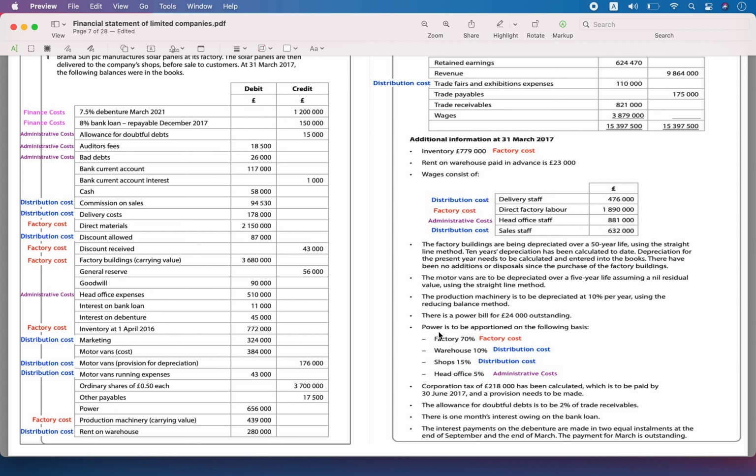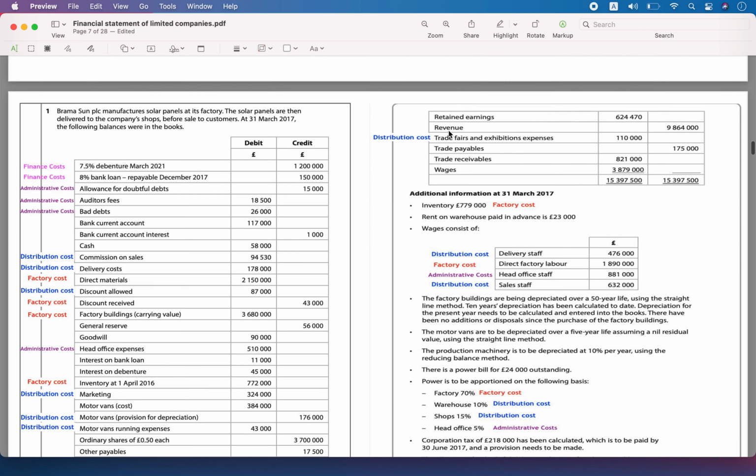Then for the power, you have to see what they would have given in the additional information: factory means it's a factory cost, warehouse means distribution cost, shop means distribution cost, head office means administrative cost. Then production machinery depreciation will be factory cost, because it's a machinery which is used in factories. Then warehouse is distribution cost, okay. Then we have the trade fairs and exhibition expenses, which are going to be put under the distribution cost.